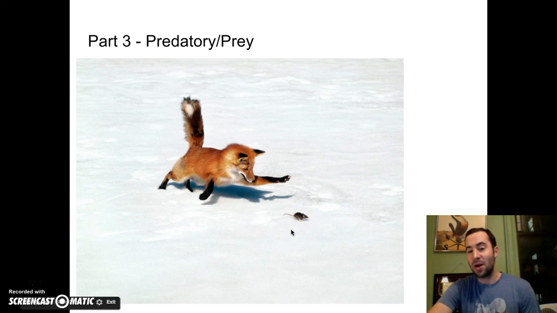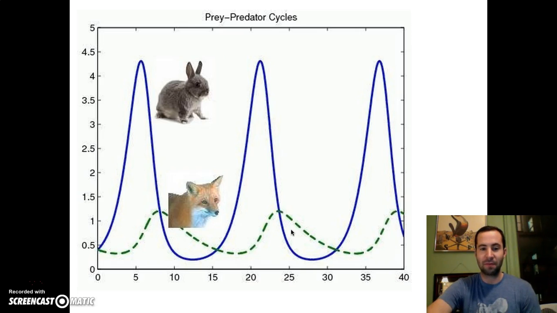But what you may not know is how the populations of these 2 organisms are dependent upon one another. So let's check out this graph. Here's another fox, my other cousin here, and this time the predator is the fox and the prey is the rabbit. So let's see what's going on here. The rabbit is represented by the blue graph, and the fox is represented by the green graph.